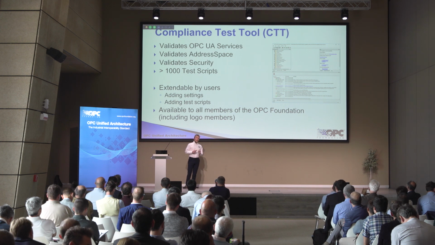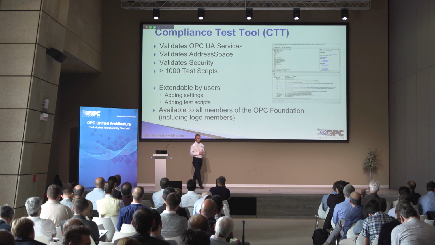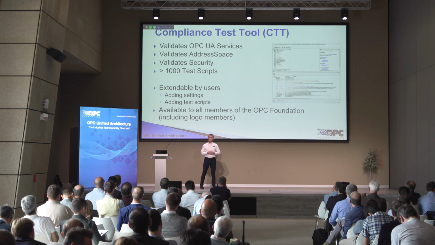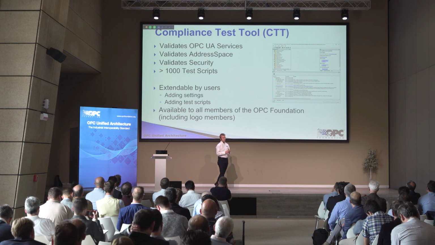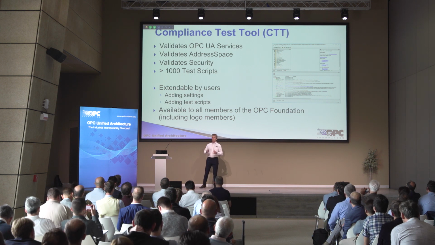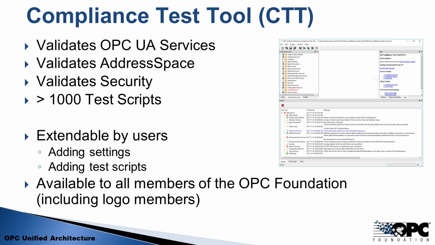In order to test that, the OPC Foundation has a compliance test tool, the so-called CTT, which tests your compliance with the OPC UA specification in more than 1,000 test scripts. And we keep enhancing that. So that validates security, but also the address space. And the beauty of that tool is it can be extended for companion specifications. It can be extended by any vendor.